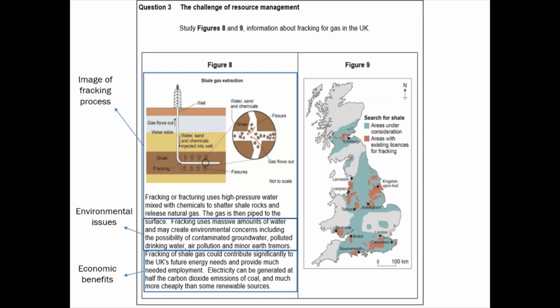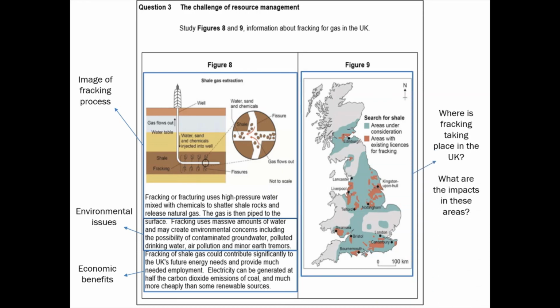Okay, we then move on to figure 9. And figure 9 is just showing you a map of the UK, or rather England, Scotland and Wales. Okay, and it's showing you areas that are in red that have licenses for fracking. So those are areas that already have fracking taking place. And then the grey areas are areas that are under consideration for fracking. So they're trying to get the license so that they can actually start fracking in that area. So things to think about: where is fracking taking place at the moment in the UK, and what are the impacts in these areas?